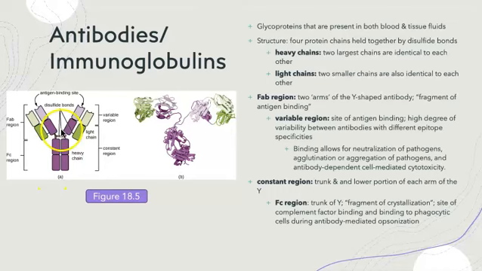And one more thing I want to point out here in the structure is that we do have this disulfide bond, which is a covalent bond between the R groups found on our 2 cysteine amino acids. That would be a part of the Y here.